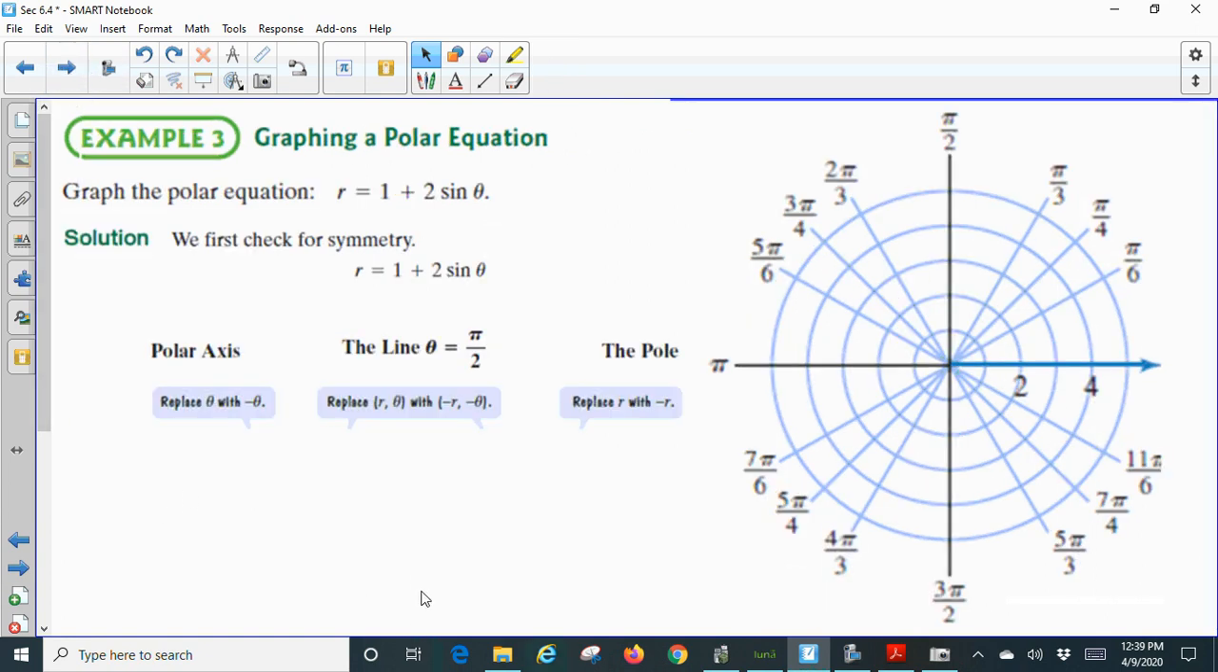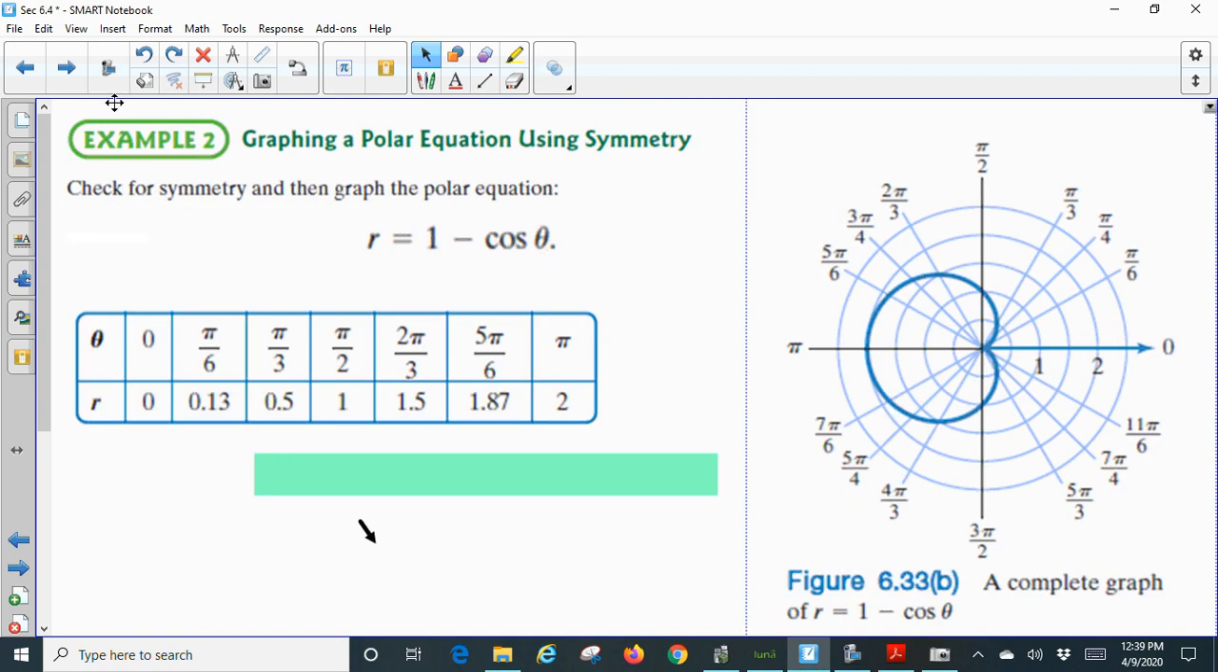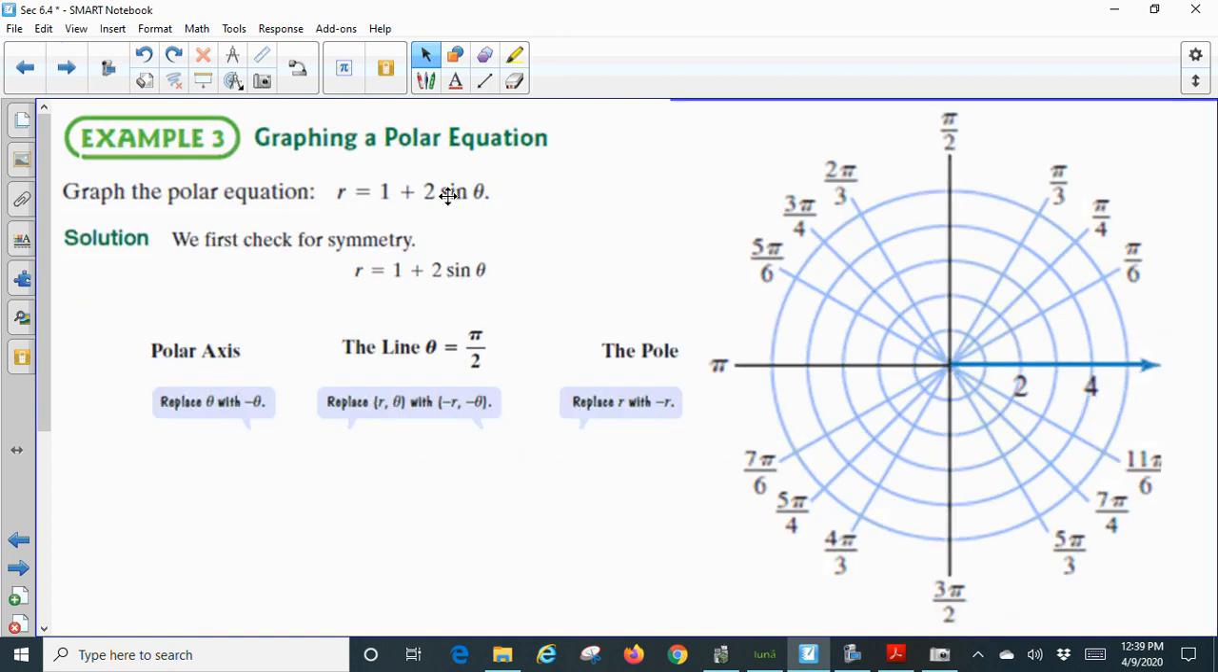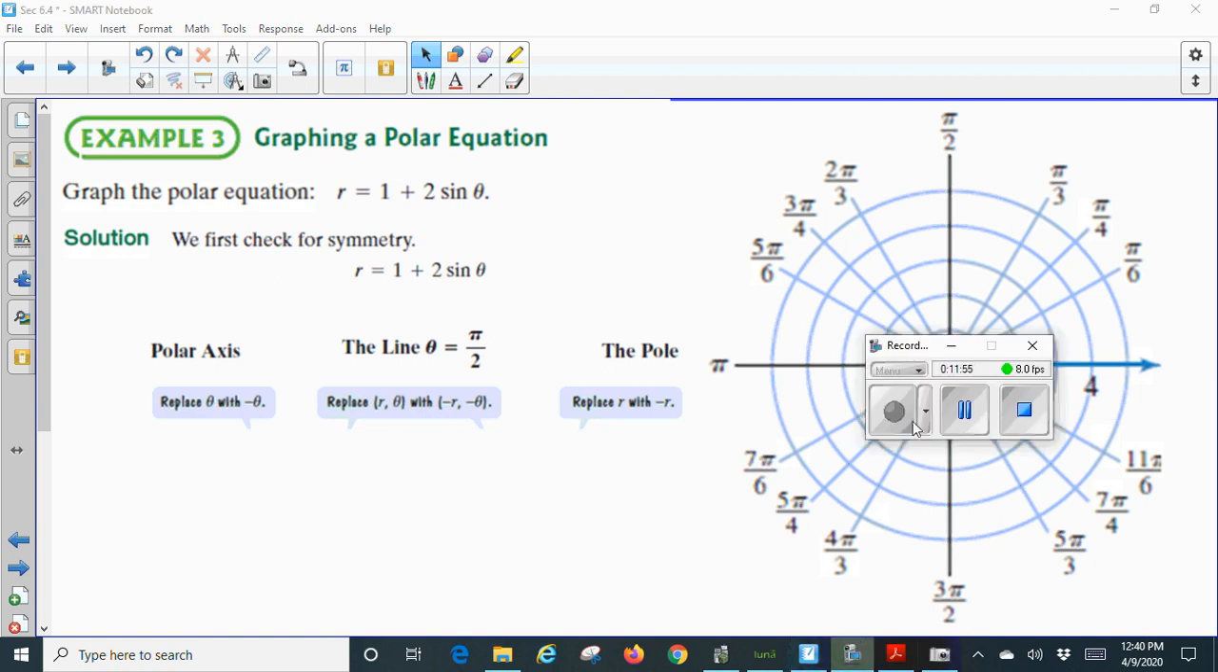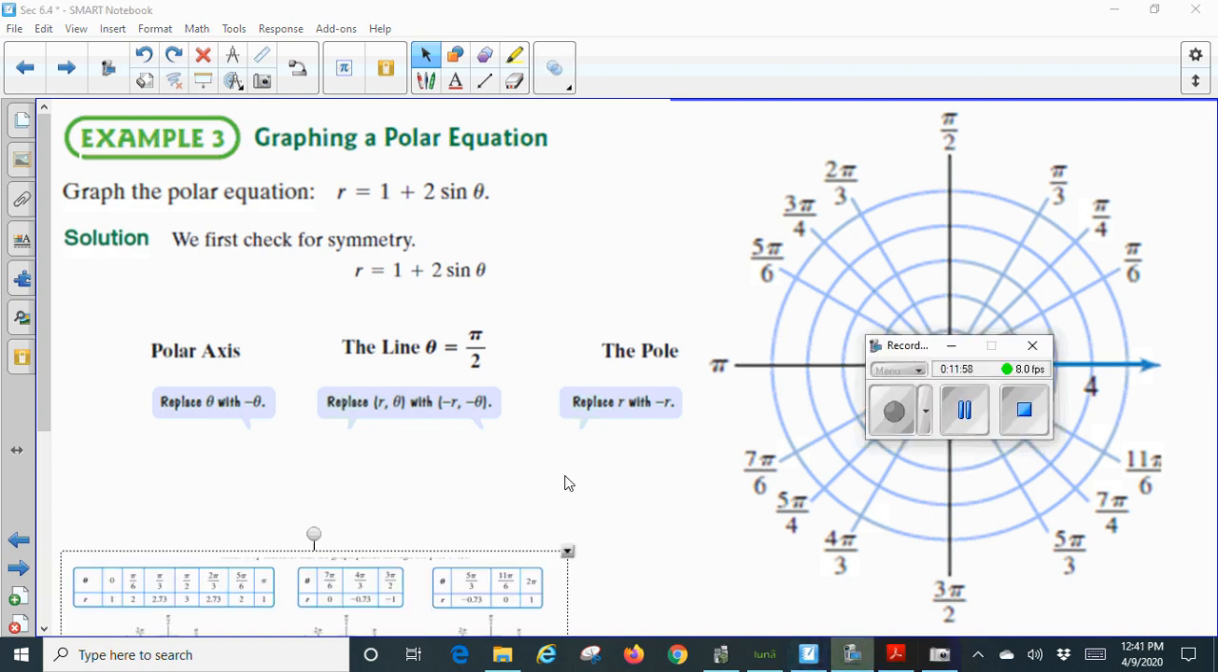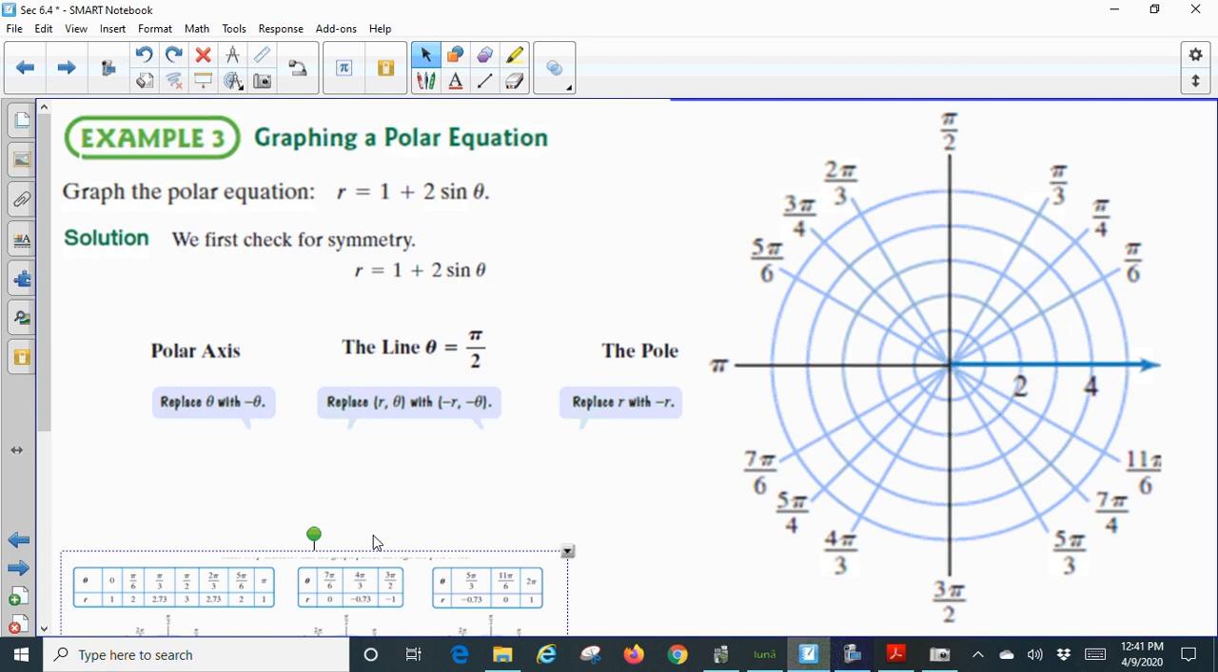All right, graphing a polar equation with r equals 1 plus 2 sine theta. You'll notice a similarity between the two equations. We have 1 minus cosine theta. This time we have 1 plus 2 sine theta, so a number and a coefficient. All right, back to example 3. We're graphing r equals 1 plus 2 sine theta.